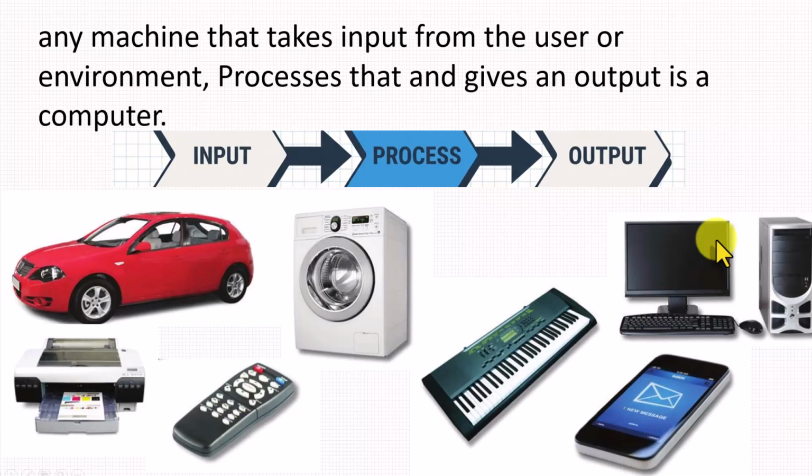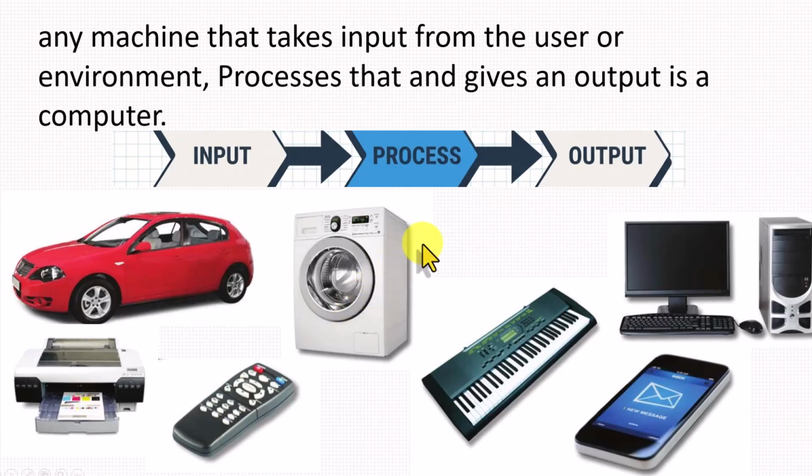So any machine that takes input from the user or environment, processes it, which means it makes changes to it, and gives an output is a computer. Any machine at your home or anywhere that takes some inputs, processes them, and in any format gives an output to the user or to the real world is a computer. We have embedded systems in printers, in cars, in remote controls, in washing machines, in your mobile phones, in a keyboard. All of them take input, process the data, and give you an output.